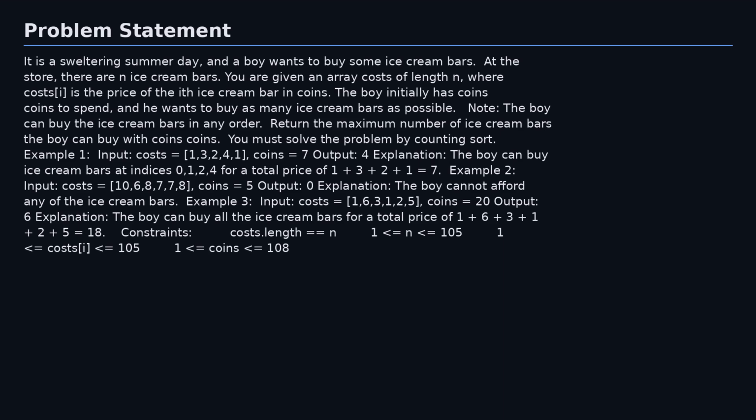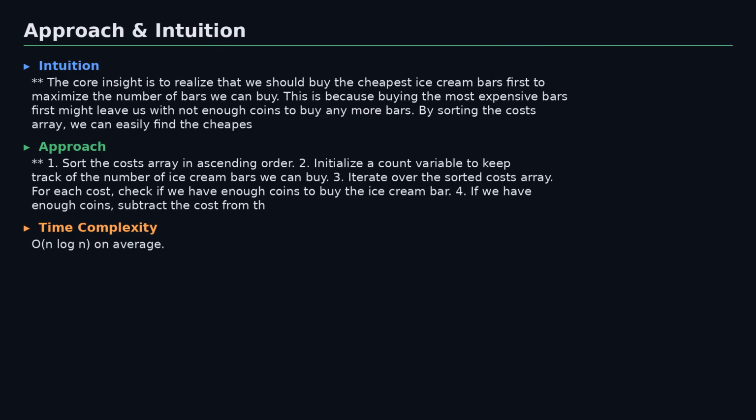number of bars. The core insight here is to realize that we should buy the cheapest ice cream bars first to maximize the number of bars we can buy. Think of it like going to a store and seeing a bunch of ice cream bars with different prices. If you want to buy as many as possible, you would start with the cheapest ones, right? Because buying the most expensive ones first might leave you with not enough money to buy any more. It's the same idea here. We want to buy the cheapest bars first to maximize our total count.